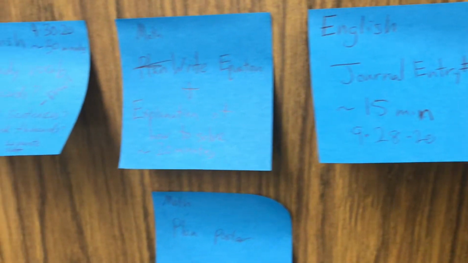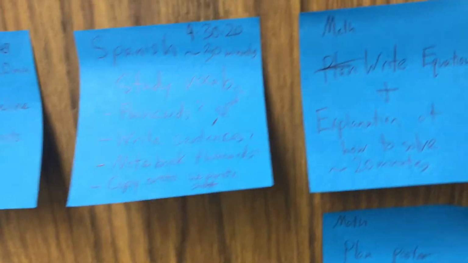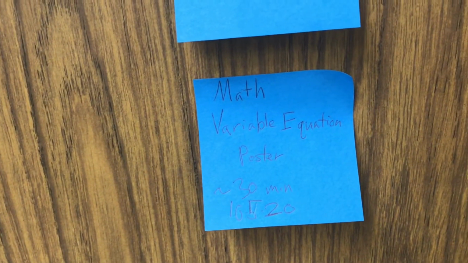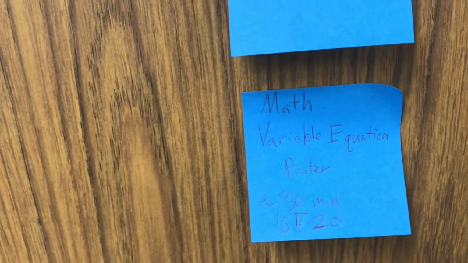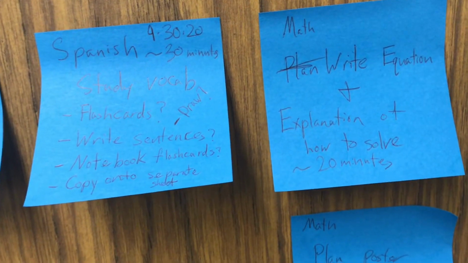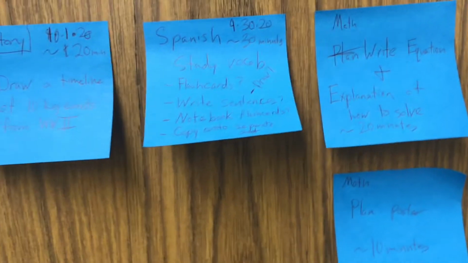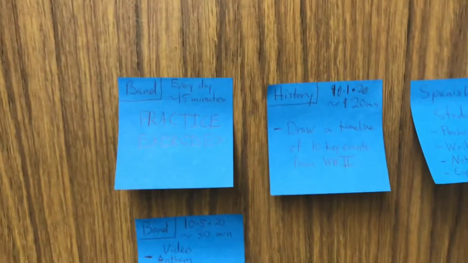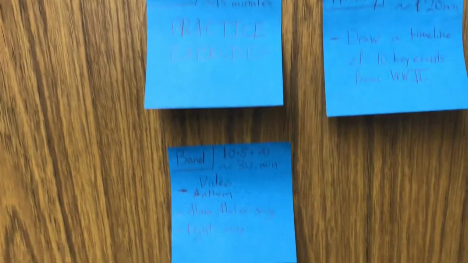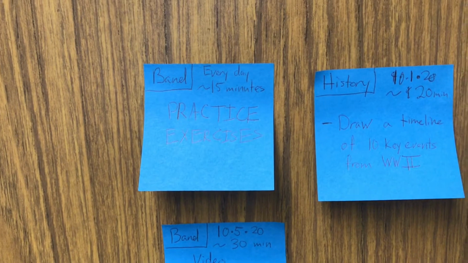due. Another thing that you can do is if you have a really big project, like you can see here, there's a variable equation poster. That's going to take multiple steps. So I've sectioned that off into multiple steps so that I can kind of chunk it a little easier, so that I don't have to do it all at once and it seems a little more manageable. Okay, and there are some that have multiple assignments. I've also sort of done that.